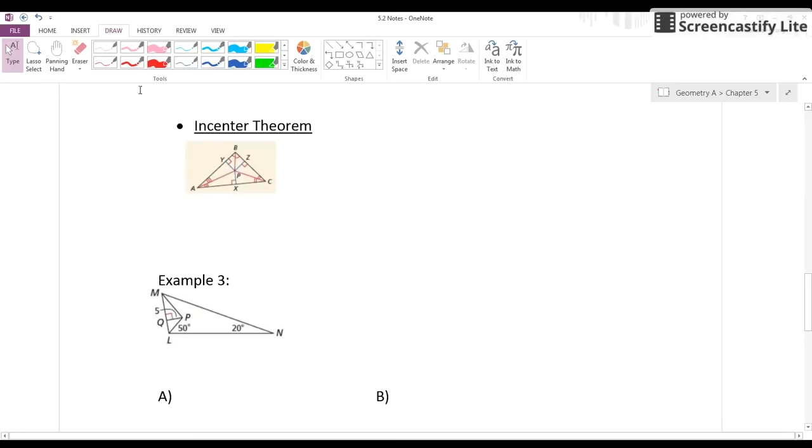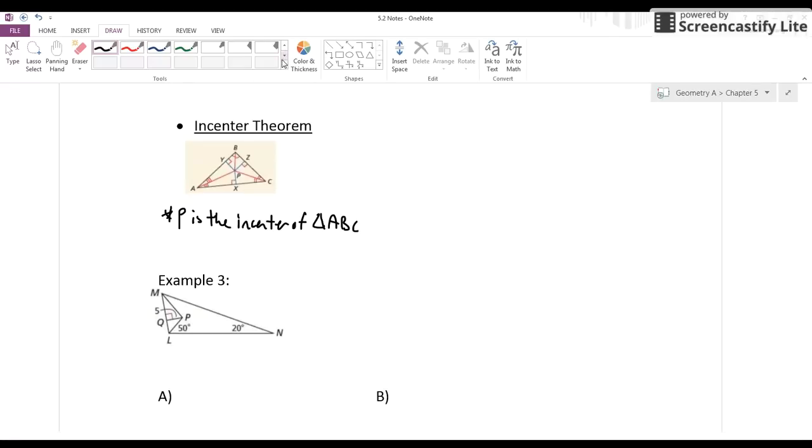Okay, so again, let me just highlight that again. We know that P is the incenter of triangle ABC here because it's where those angle bisectors, which I will highlight here in yellow, AP, BP, and CP all intersect at P, right? Those angle bisectors intersect at P. All right, so let's write down our incenter theorem now.